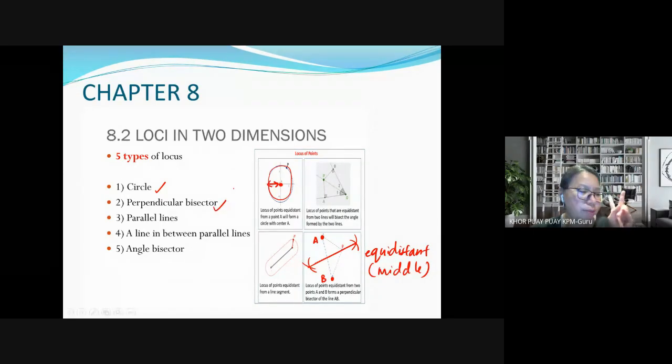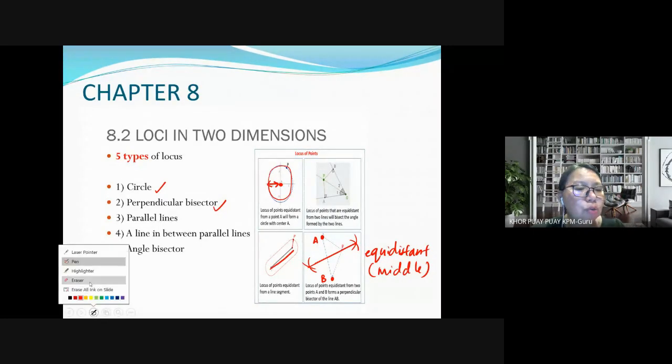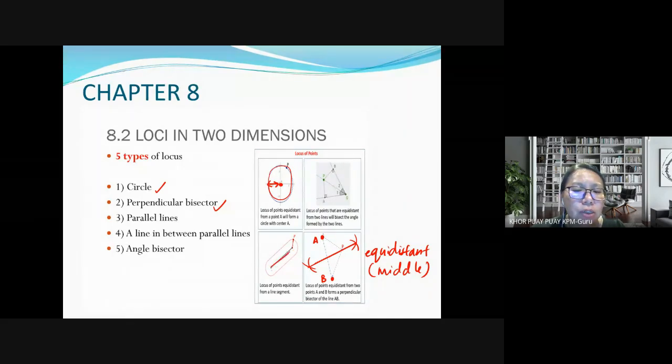Okay, this is second. Next, they will give you a line. Satu line, satu baris, not dua titik, no. One line. You will need to draw a parallel line, another parallel line. So you will have two parallel lines as your locus. Now, when you draw locus, always label the locus: locus X, locus Y, locus Z. So make sure of that.